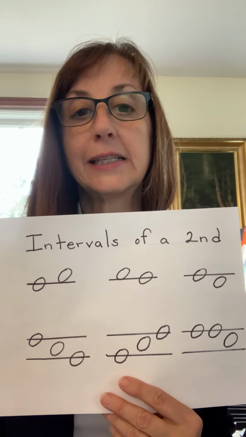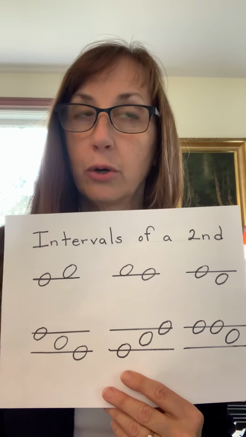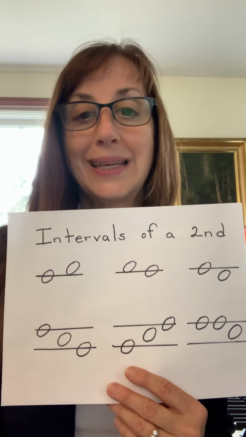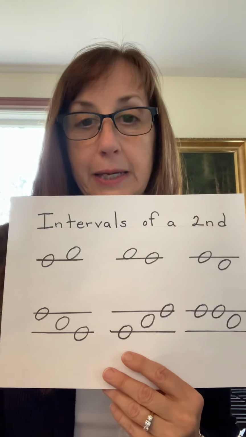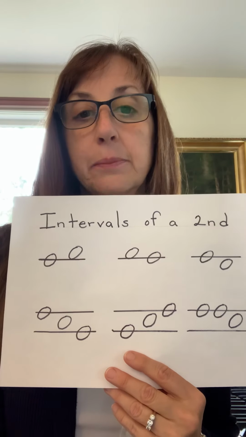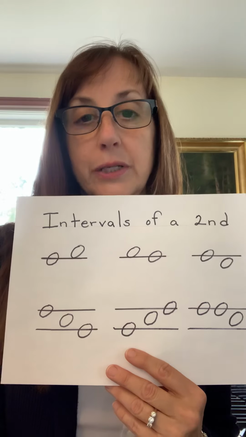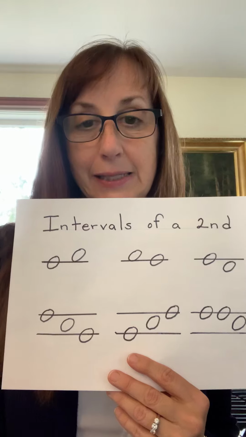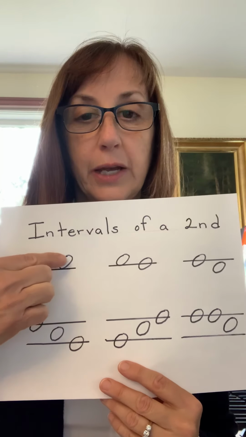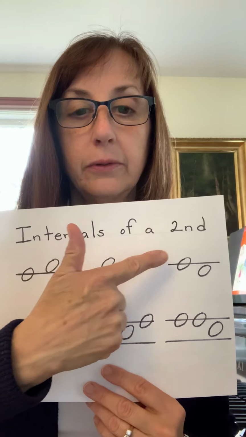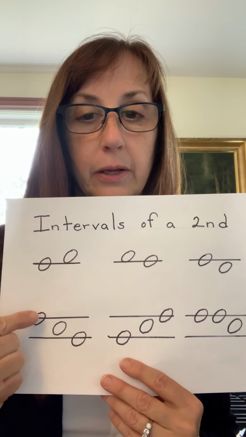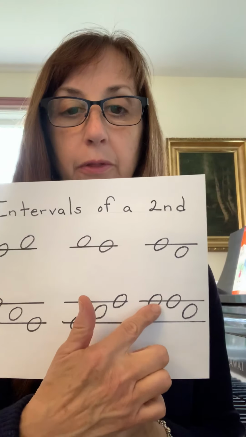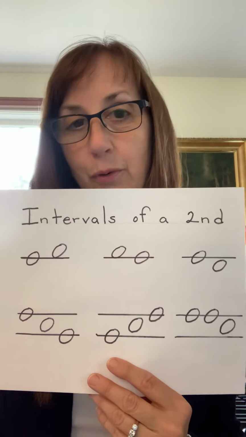So if I started on a C and I went up a second, I would go to D. If I started on a D and I went up a second, I would go to E. If I come down from E and I go down a second, I play D. If I go down from D, an interval of a second, I play C. Okay? So these are intervals of a second up, and down. 2 intervals of a second going down, 2 intervals of a second going up. The note is repeated and then down a second. Okay, do you remember that?